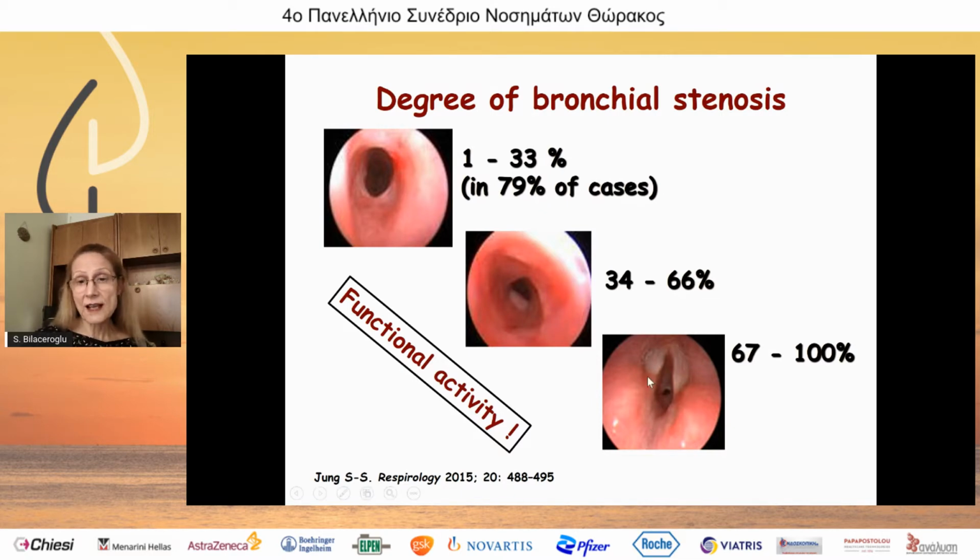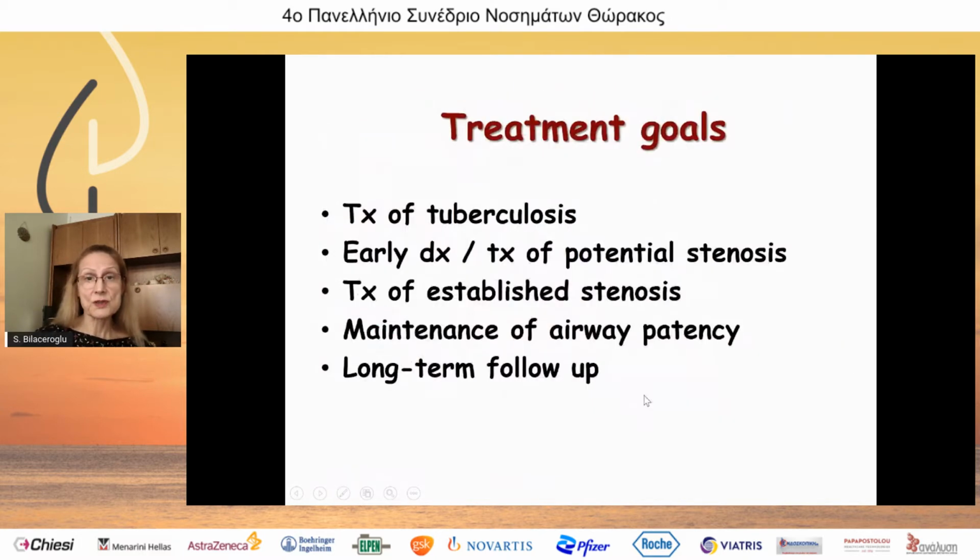Of course, in the last form, where the stenotic bronchus lumen is stenotic from 67 to 100%, almost pinpoint narrowing, this patient will be dyspneic even with little effort. In these cases, it's kind of an emergency to do the interventional procedures.